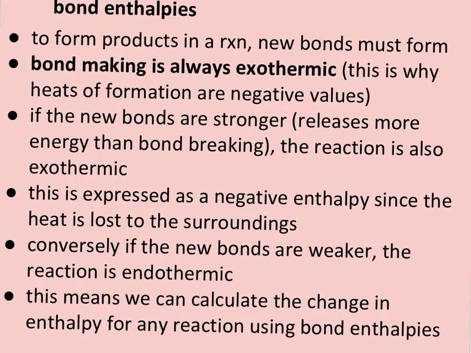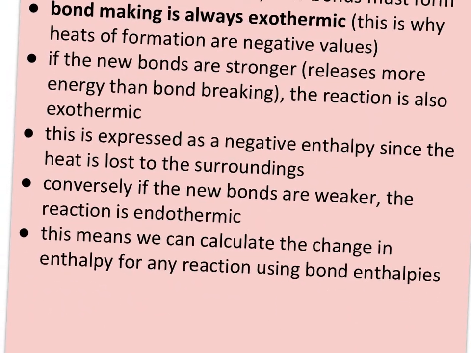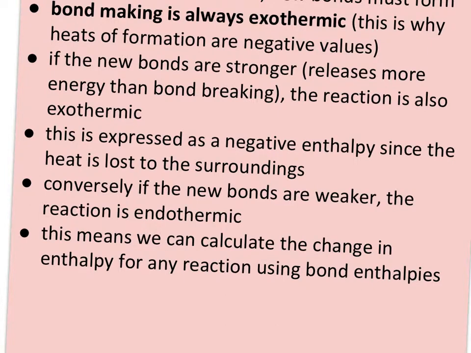To form products in a reaction, new bonds have to form. So again, bond making is always exothermic, and that's why heats of formation are negative values. And if the new bonds are stronger, if they release more energy than the bond breaking absorbed, then the reaction is going to be exothermic. And that will also be expressed as a negative enthalpy change, since the heat's going to be lost to the surroundings. And then conversely, if new bonds are weaker, the reaction is considered endothermic, and this means we can calculate the change in enthalpy for any reaction using bond enthalpies.